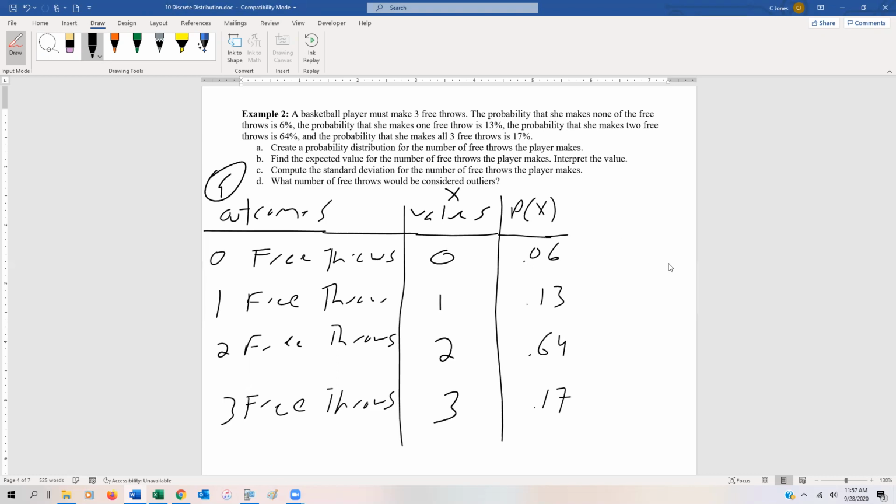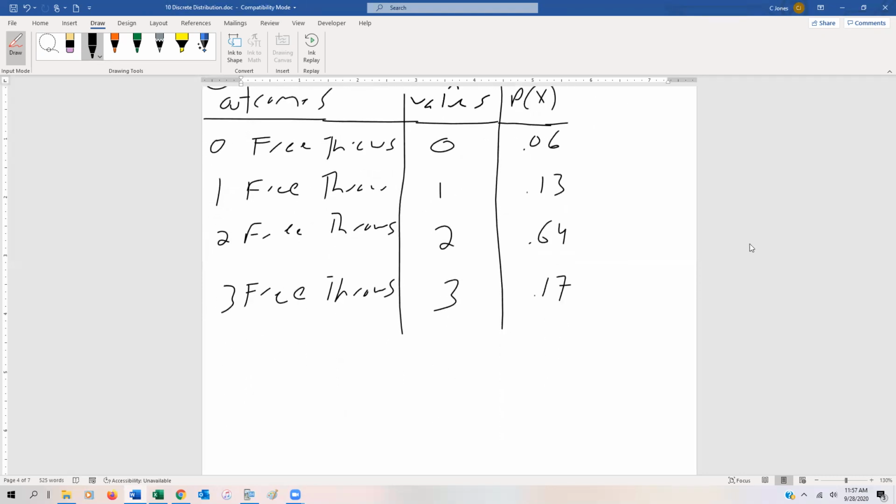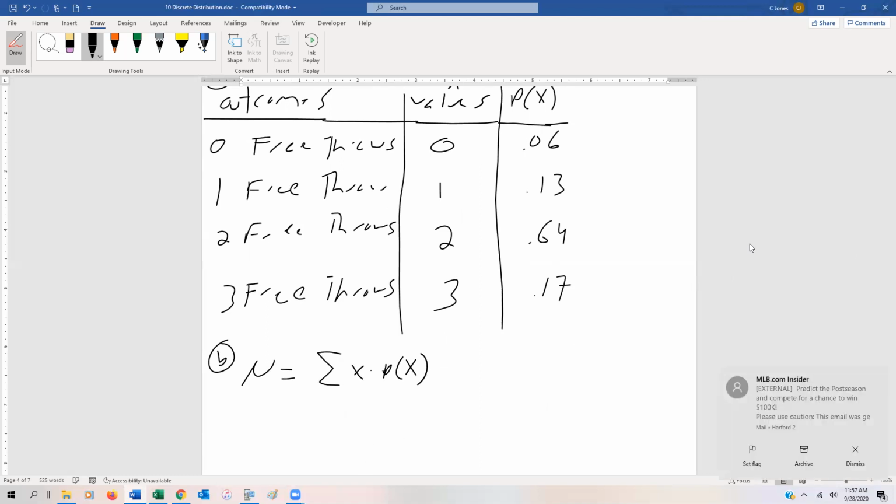A little bit different than the previous problem, because in the previous problem, we weren't given probabilities, we were given the values for that. Okay, so in this case, we were given the values, they just were a little bit less explicit. Right. For letter B, we need to find our mu. And remember our formula, mu is equal to the sum of x times P of x. And just put a bracket in there. And remember what we do, we just multiply.